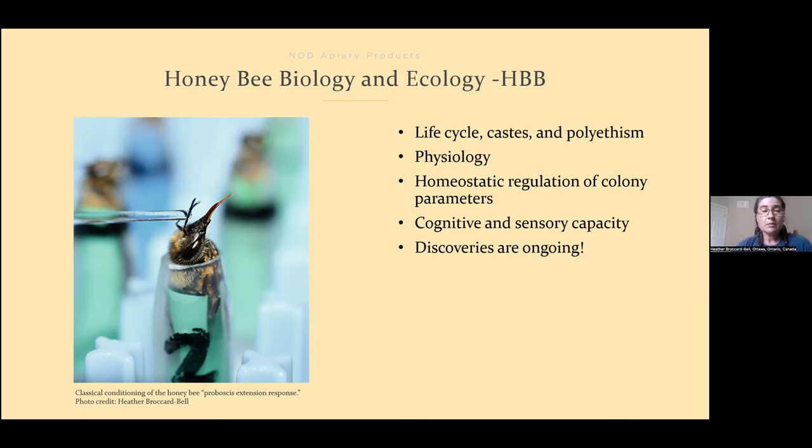The physiology, as I mentioned, understanding how a bee actually works at a mechanical level. We can understand colonies at a much larger scale, so the homeostatic regulation of colony parameters. Most of us probably understand things like inside your body, your blood glucose level, for instance, is kept at a constant rate as long as you're a healthy person. The oxygen level in your blood is kept at a constant rate. That's called homeostasis. It turns out that honeybee colonies regulate things inside their colony in a very similar way.